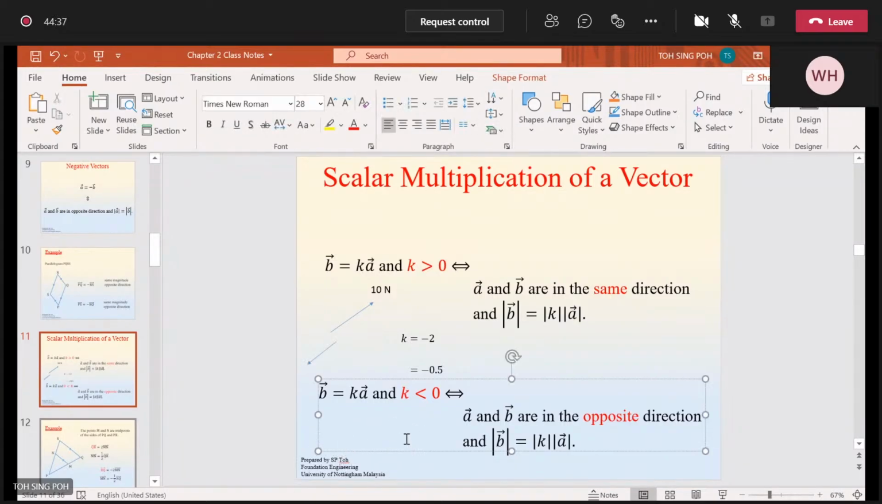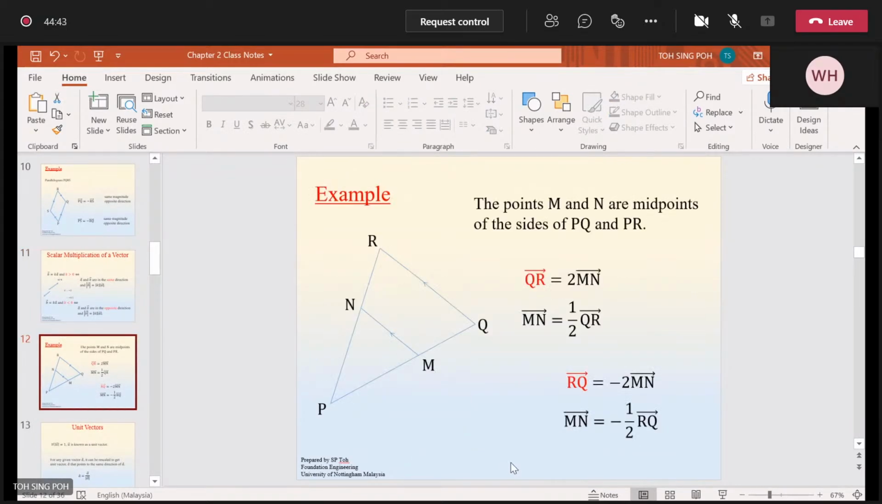Okay? The meanings of the scalar multiplications of a vector. Now, I give you an example. The points M and N in this triangle are the midpoint of the side PQ and the PR. This is PQ, this is PR. Let's say M is the midpoint of PQ. You already know what's the meaning of midpoint from the first chapter. And then also you have the N as a midpoint at the side of the PR.